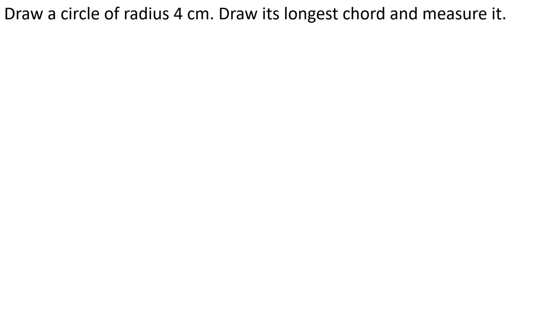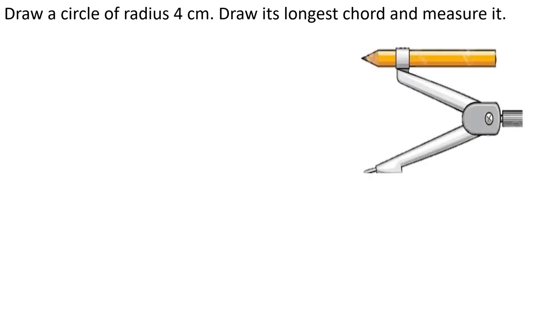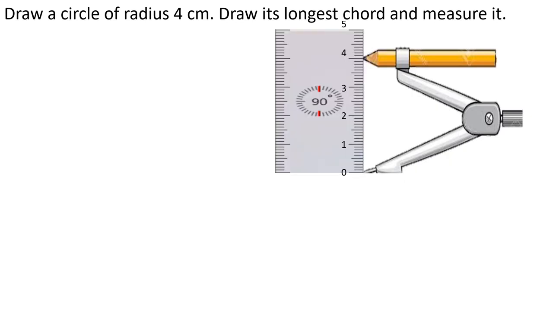Let us solve one more question. Draw a circle of radius 4 cm. Draw its longest chord and measure it. Now we draw a circle of radius 4 cm. First, insert a small well-sharpened pencil to the pencil holder arm of the compass. Open the arms of compass and take a distance of 4 cm with the help of ruler.